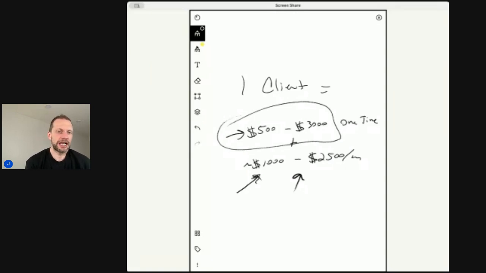But how many clients would it take? Just forget about the one-time website. That's your foot in the door. That's the very important piece. But just think about the marketing, the monthly recurring services stacking on top of each other. At $1,000 a month, how many clients would it take to replace your day job, right? How many clients would it take to cover your car bill, your cell phone, your rent, your mortgage, right?